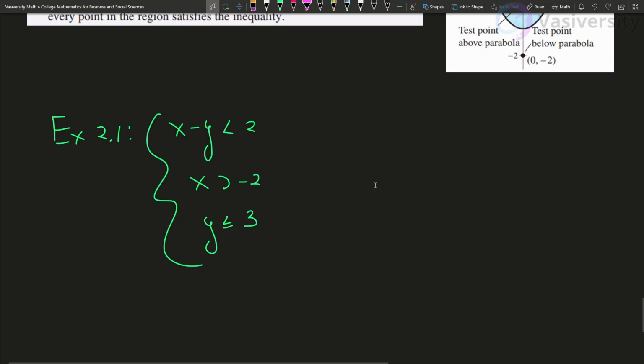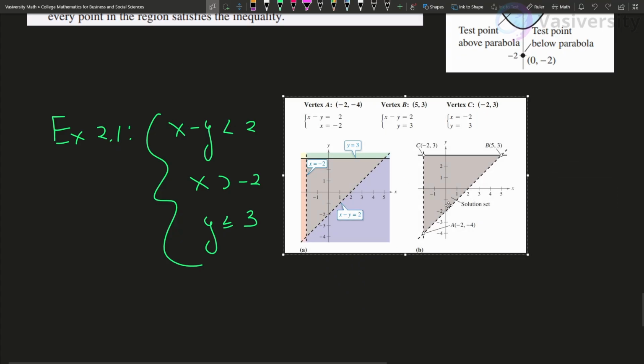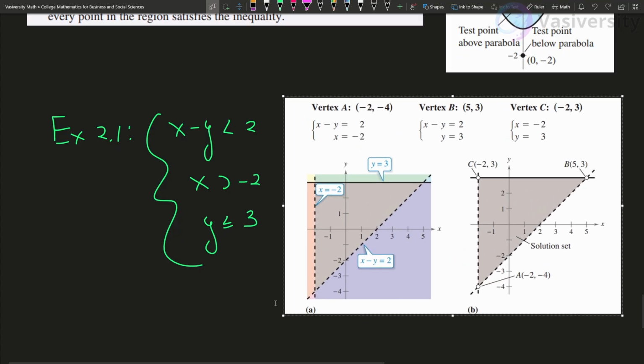So here, we're finding the intersection points, right? And intersections are going to be the vertices. So we will have 3 intersection points, right? One over here, one over here, one over here. Okay? And so it's points A, B, and C.